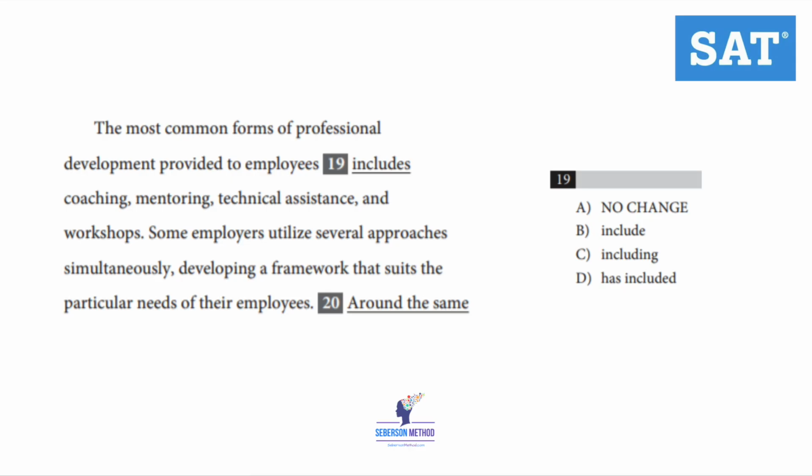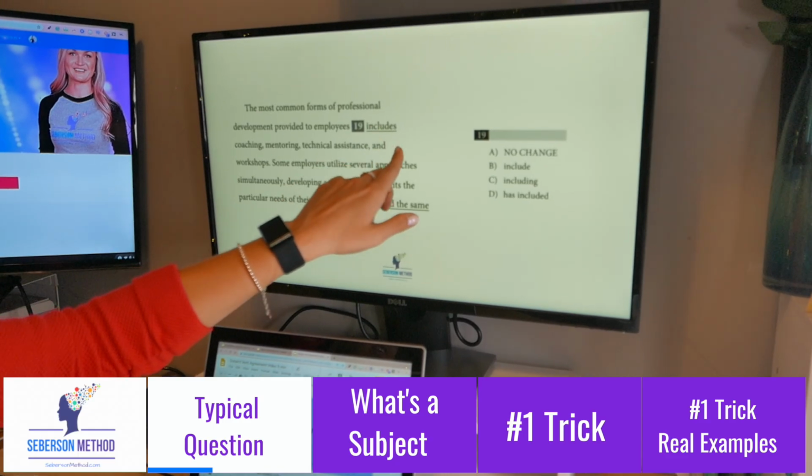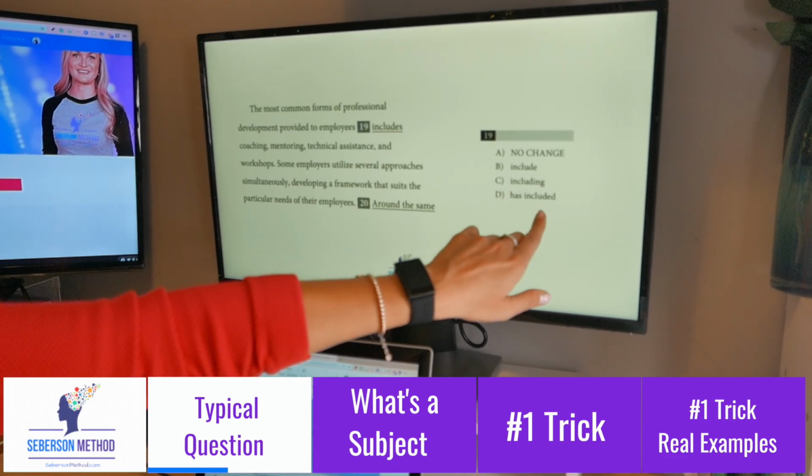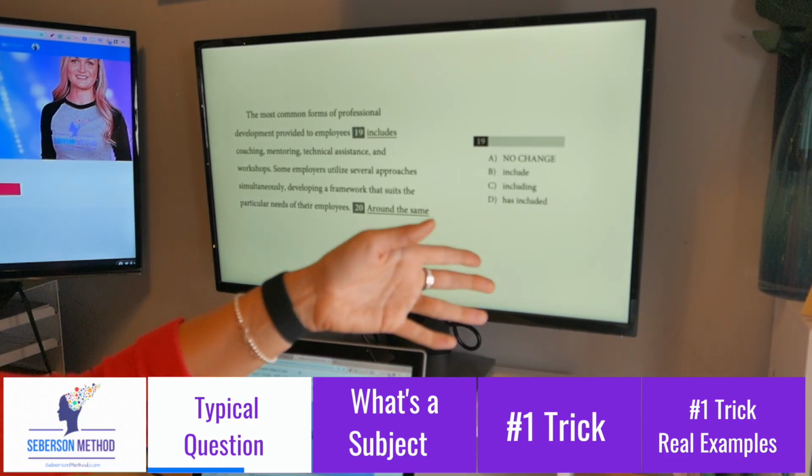They will include a verb, the same exact verb all of the time, and the answer choices are include, including, and has included. What is the difference? The verb to include will be presented to you in different forms. Singular form, includes, include, plural form, and has included, which is also a singular form, and including, which isn't even a form, that's a gerund.